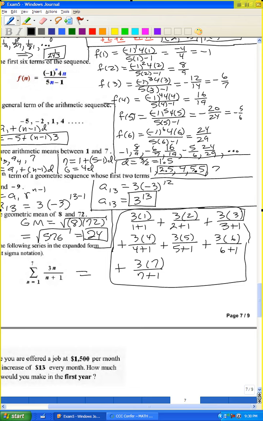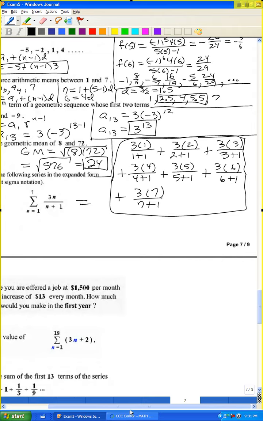Okay. It's obviously not letting me make a straight line. Let's see if I can do this again. Okay, close enough. Okay, so that is your answer.